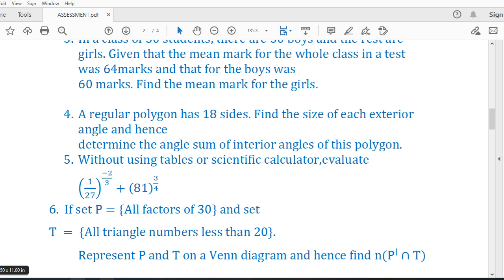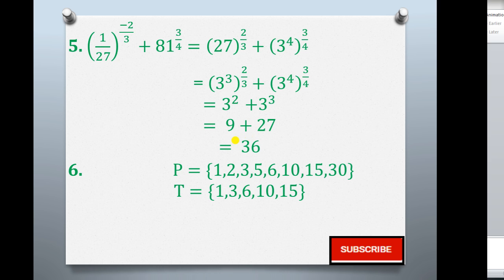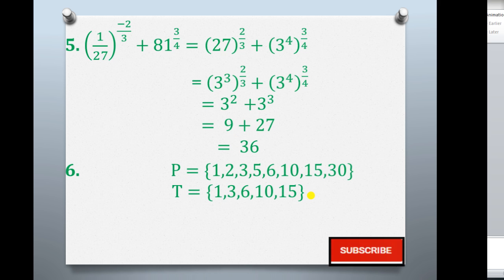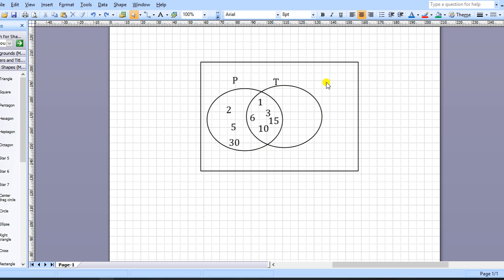So that will give us our first step in the solution. So we now have P as 1, 2, 3, 5, 6, 10, 15, 30. Then T as 1, 3, 6, 10, 15. Now we're going to draw our Venn diagram. So our Venn diagram is going to be this. Now you realize that the elements which are shared are 1, 3, 6, 15, and 10. Then for P only, we have 2, 5, and 30. But when you go to the section of T only, we don't have any element.